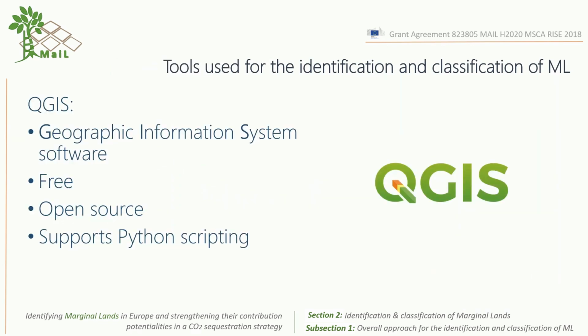The basic tool used for identifying and classifying marginal lands in the MaiL project was QGIS. QGIS is a free and open source geographic information system software that also supports Python scripting. You can download the software from this link, as we will be using it throughout the tutorial.